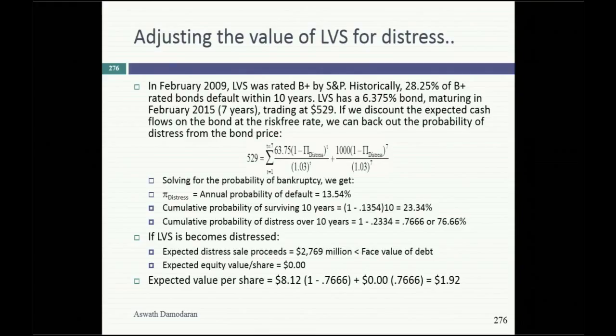So here's what I did. I took a liquidation value for these casinos and I compared it to how much money they owed. And I concluded that if they ever went bankrupt, my equity is going to be worth nothing, which is not unrealistic. So my value per share is an expected value, $8.12 times 23% plus 0 times 77%. And you can make this much more refined by bringing in expected proceeds if you go bankrupt. So there are some assumptions I'm making in the bond calculation you can very easily adjust.